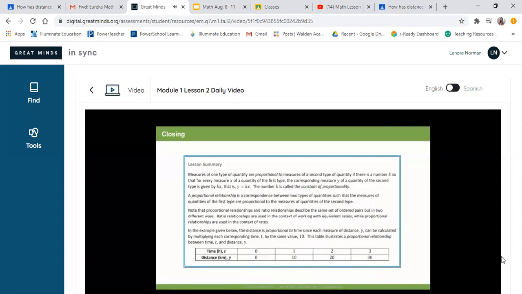Today we worked on answering the question, is this a proportional relationship? In thinking about our work, we knew there was a proportional relationship if there was one constant number that could be multiplied by each measure in the first quantity to give the corresponding measure in the second quantity.